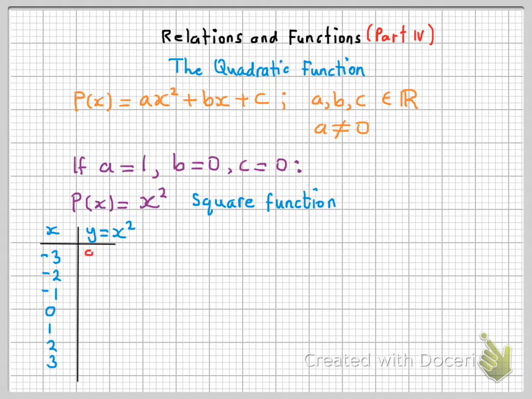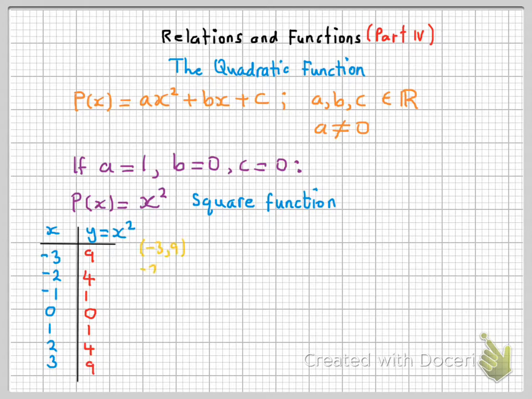So if you do this and you square -3, you will get 9. So -3 squared is 9. That's -3 times -3. If you do the same thing to -2, you will get 4. If you square -1, you will get 1. The square of 0 is 0. If you square 1, you will get 1. If you square 2, you will get 4. And if you square 3, you will get 9.